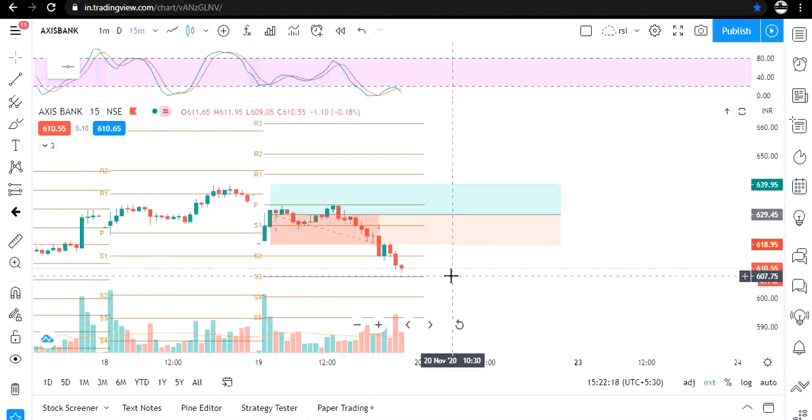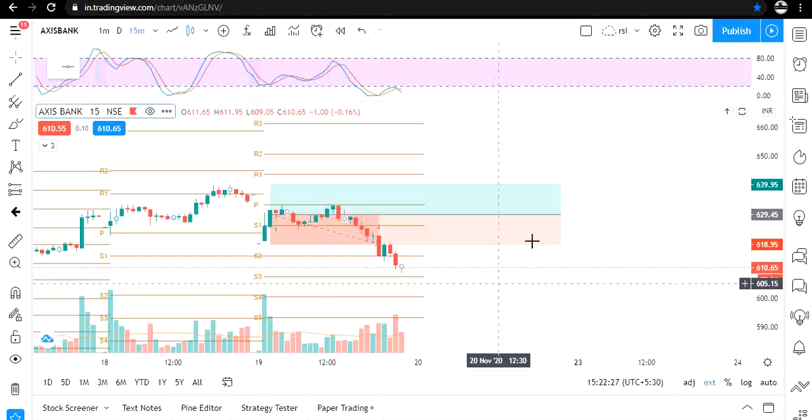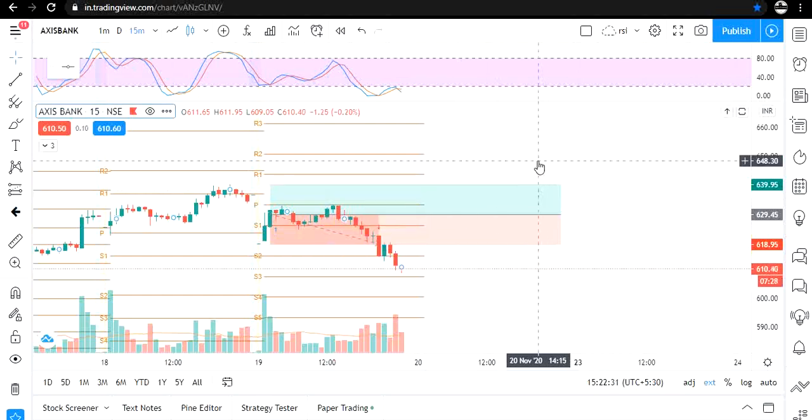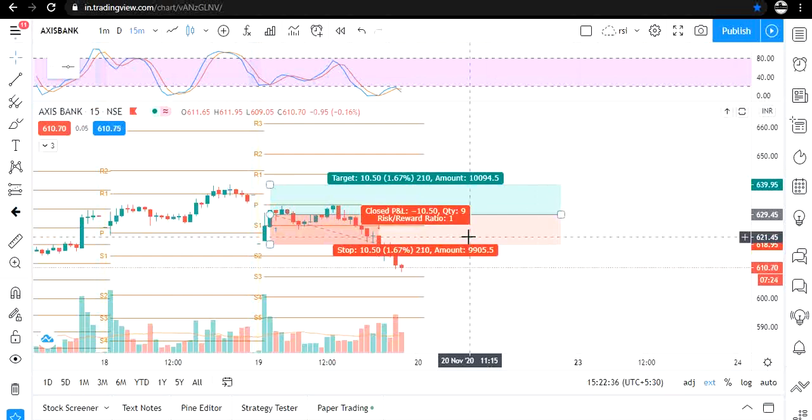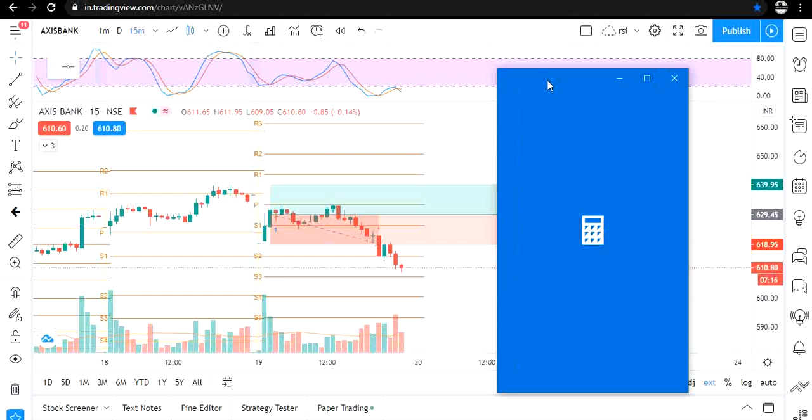Traders, it's now 3:22 p.m. and you can see that our stop loss has been triggered in the trade of Axis Bank which we took today. So no problem, we have booked a loss in the equity segment. So now let's calculate our loss in equity. So the stop loss points were 10.50.